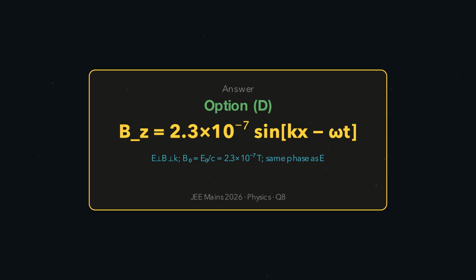Option 4. Key insight. In any EM wave, E and B are perpendicular to each other and to the propagation direction. And B naught always equals E naught over c.